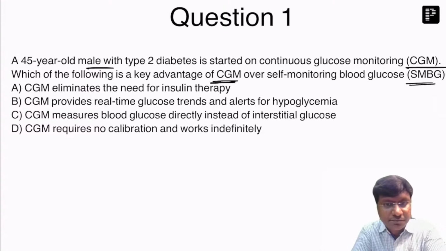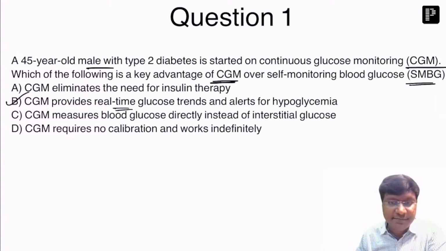Yes. So if you take the advantage of the CGM, yeah, very good, Alina. So CGM provides the real-time blood glucose trend and it will alert the hypoglycemia. Whereas SMBG provides isolated readings. Whereas continuous glucose monitoring offers continuous monitoring of the blood glucose. Okay. So the advantage of the CGM over SMBG is the second option, right? Next question.